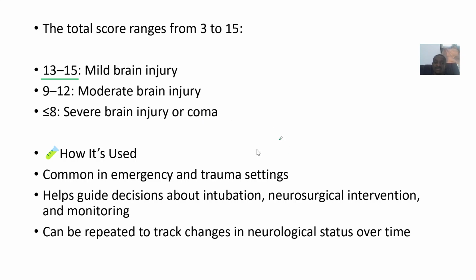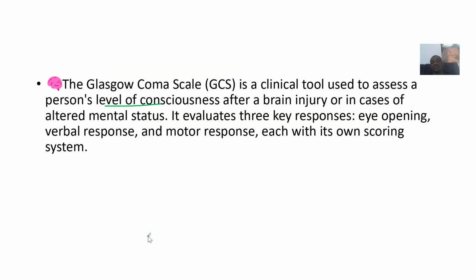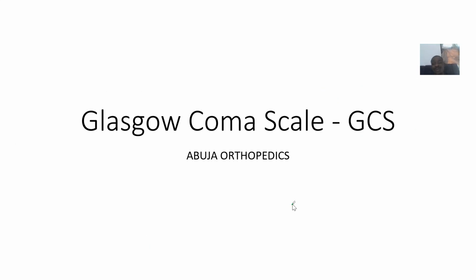So how is it used? It's common in emergency and trauma settings. It helps to guide decisions about intubation, neurosurgical intervention, and monitoring. It can be repeated to track changes in neurological status over time. All right, so that's just it for the Glasgow Coma Scale.